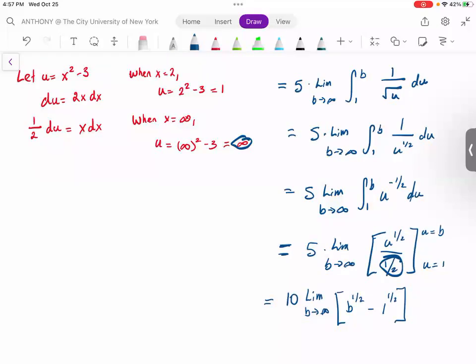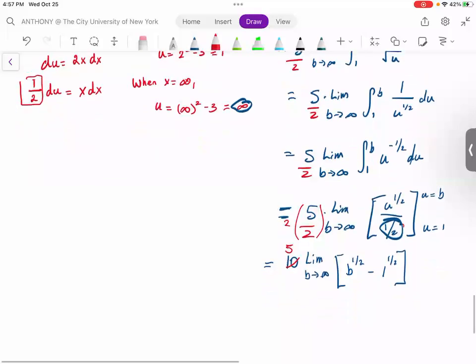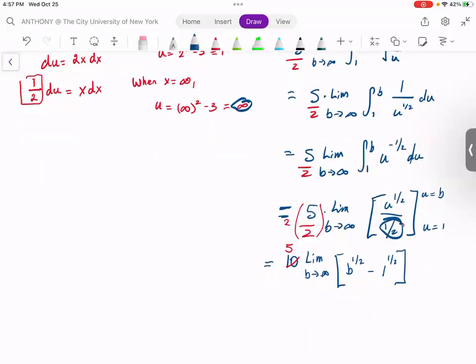Oh, that's right. I forgot about that 1/2 from earlier. So let me just fix that. It should have been 5 over 2. So technically, when I multiply by the 2, then this would have just been 5. Okay, thank you. All right. I missed that. Sorry. I was just too excited that the limit was going to go to infinity and it diverges.